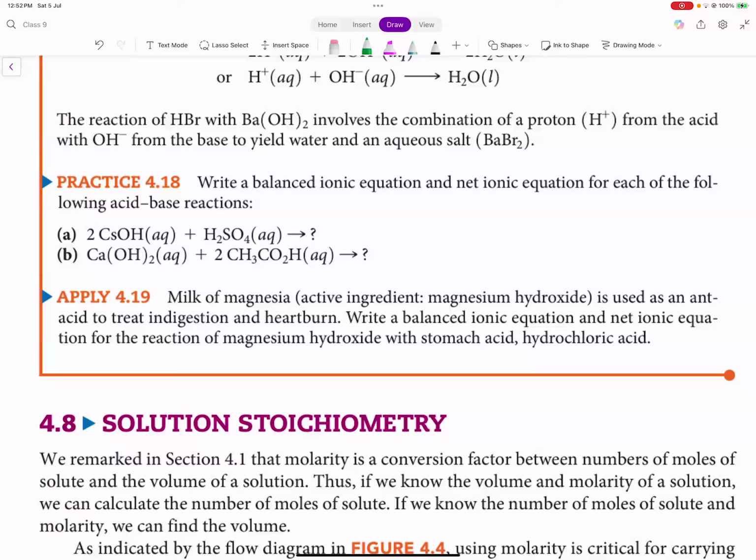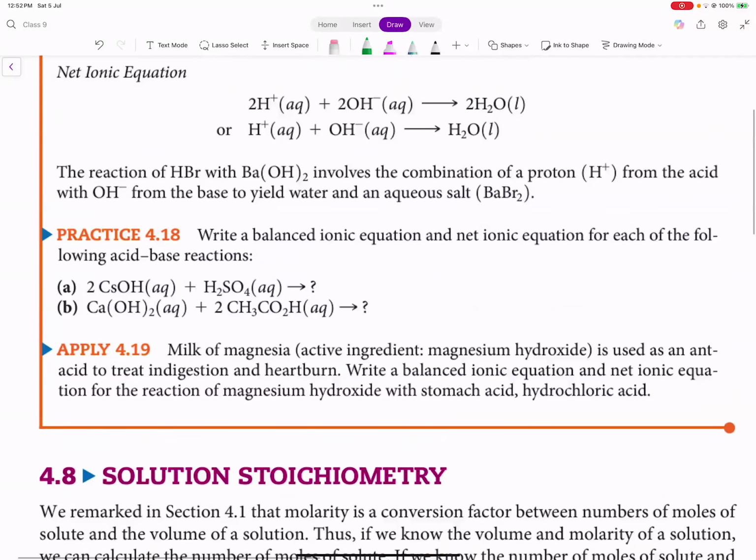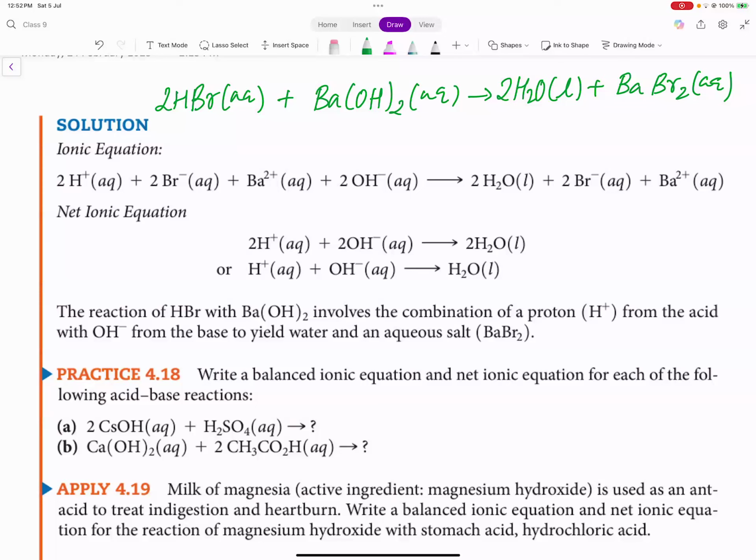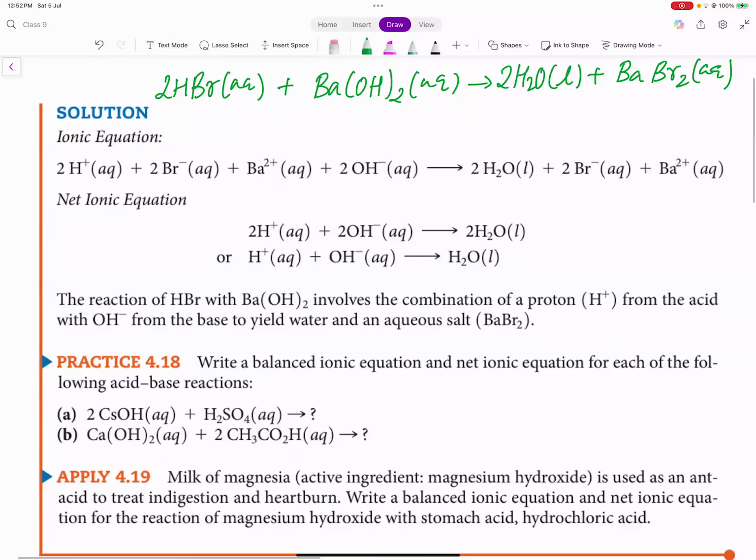Same thing is for Ananya. See, aqueous is very important for part. Because that is where the ions are residing. So we must write that thing.